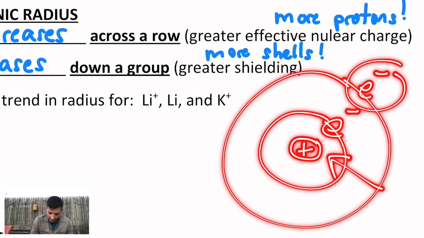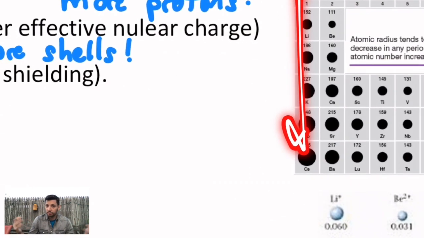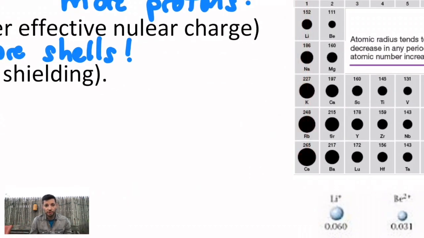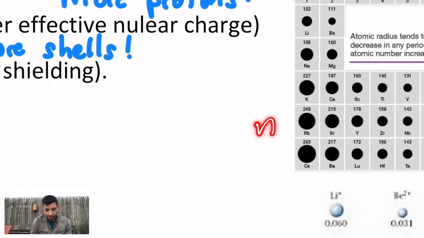And as you go down a column of the periodic table, that shielding effect is larger and larger and larger because we're getting more and more principal energy levels from n equals 1 all the way down to n equals 6 and 7, etc.